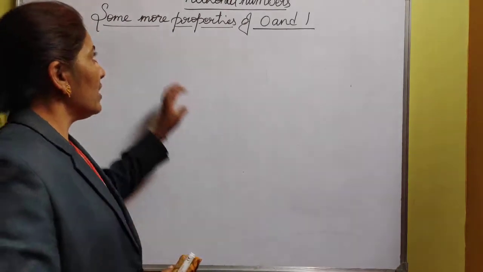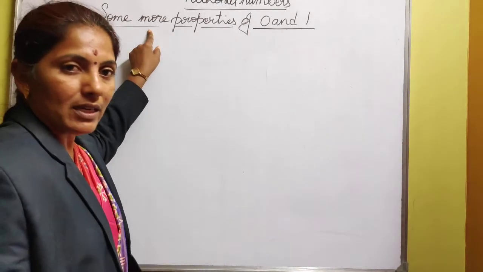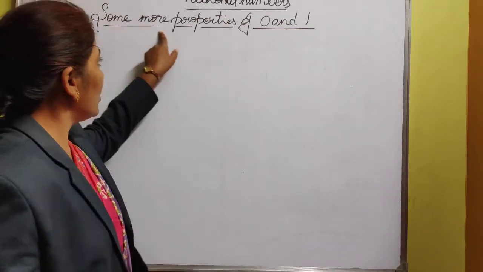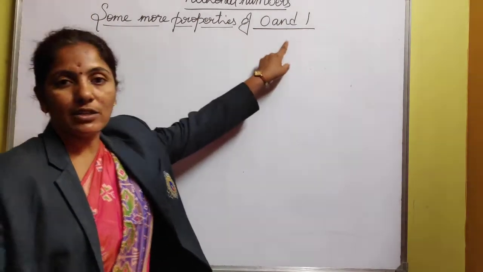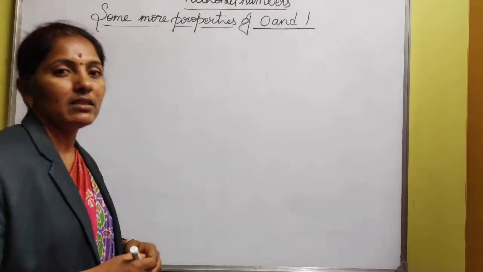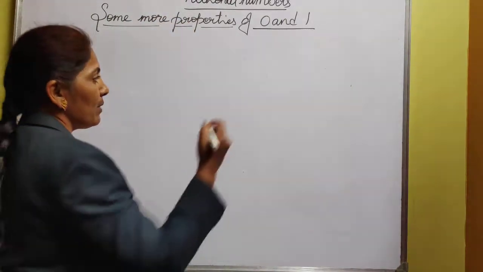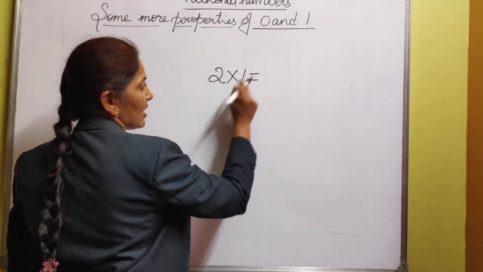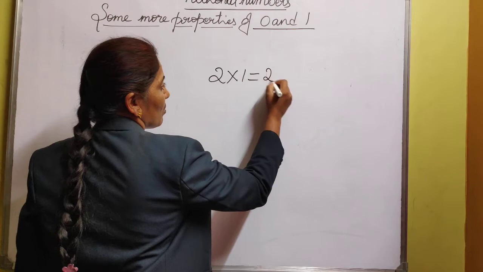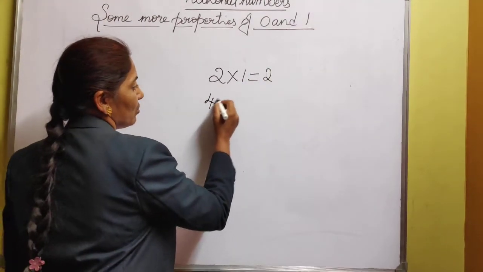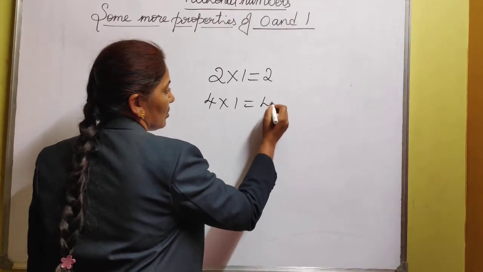In the same way, now we learn more properties beyond the commutative and associative properties. Today you will be learning some properties related to 0 and 1. Usually you have seen this in the tables. When I multiply 2 into 1, what is the product we get? It is 2. Again, 4 into 1 is equal to 4.